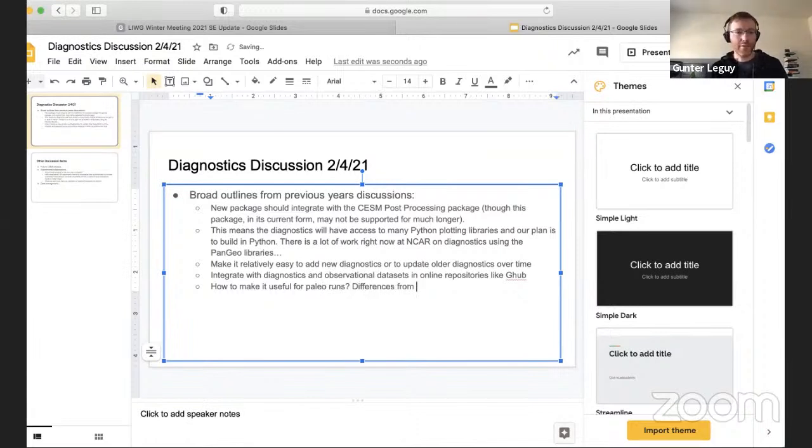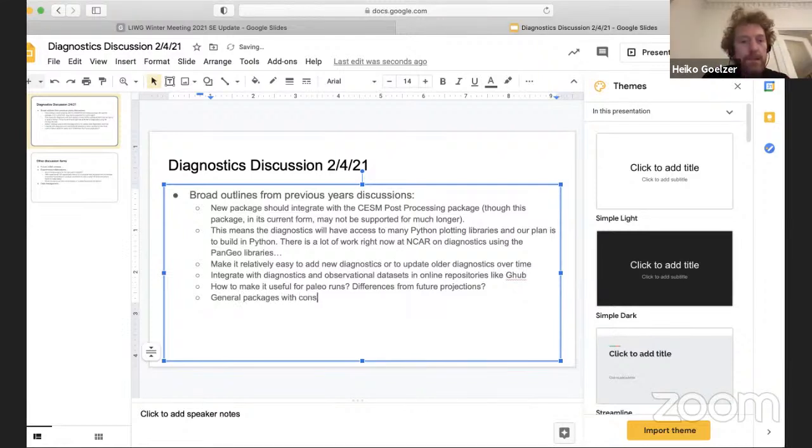And Heiko, you have your hand raised. Yeah, I'm still awake. Just one comment or idea. In my own experience, I think there's really good use for a package that is very general, produces a certain set of diagnostics that are consistent between different runs. So one standardized package.